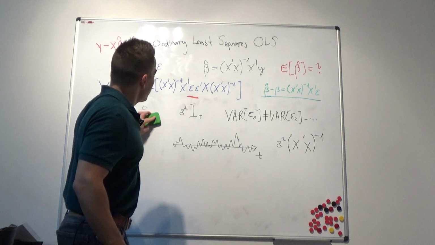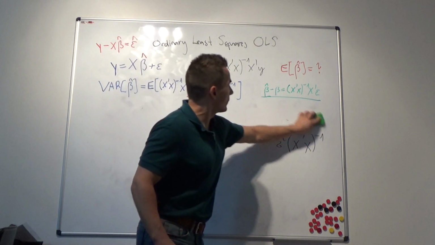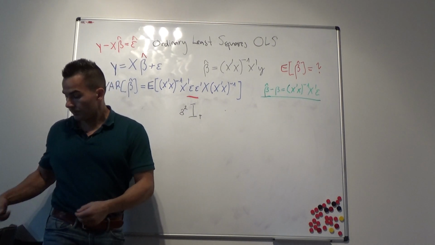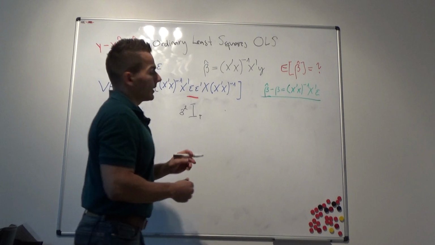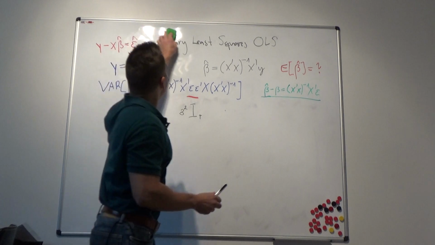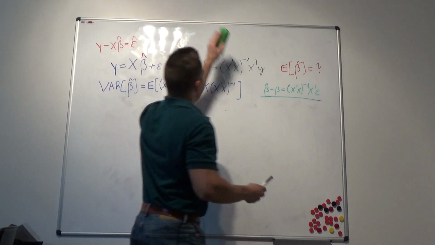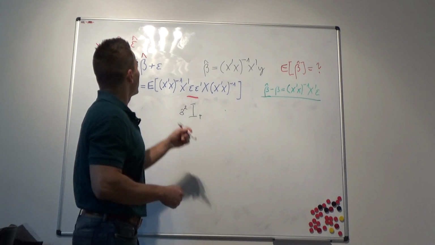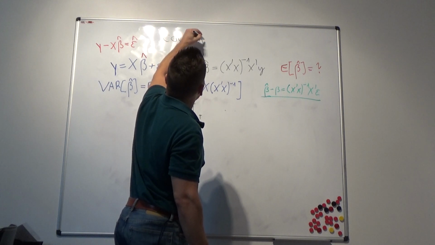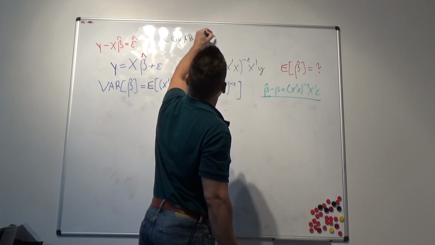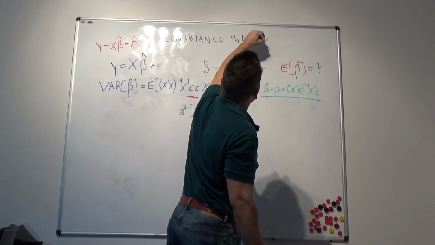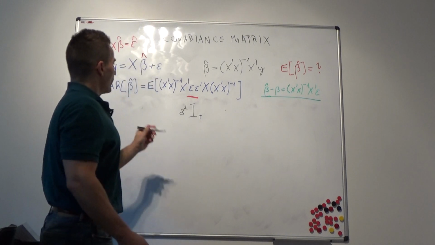Obviously, we cannot simplify this expression like we did before. So now let's take this away. The topic is now the covariance matrix.